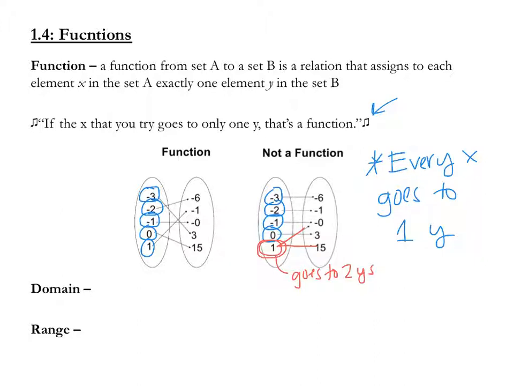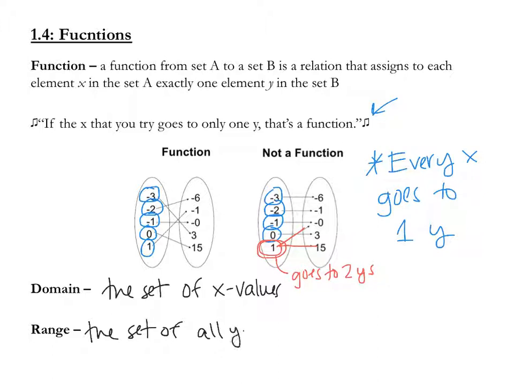Then we just have a couple terms to refresh here. The domain is the set of all x values, and the range is the set of all y values. Really easy way to remember it is it's alphabetical. Domain comes before range, so x comes before y. So domain is x, range is y.